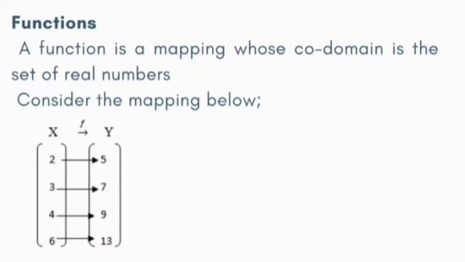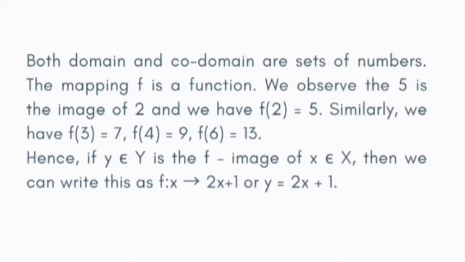Consider the mapping below. 2 is mapped onto 5, 3 is mapped onto 7, 4 is mapped onto 9, and 6 is mapped onto 13. Both domain and codomain are sets of numbers. The mapping f is a function. From the diagram, we observe that 5 is the image of 2, and we say that f(2) = 5. Also, f(3) = 7, f(4) = 9, and f(6) = 13.